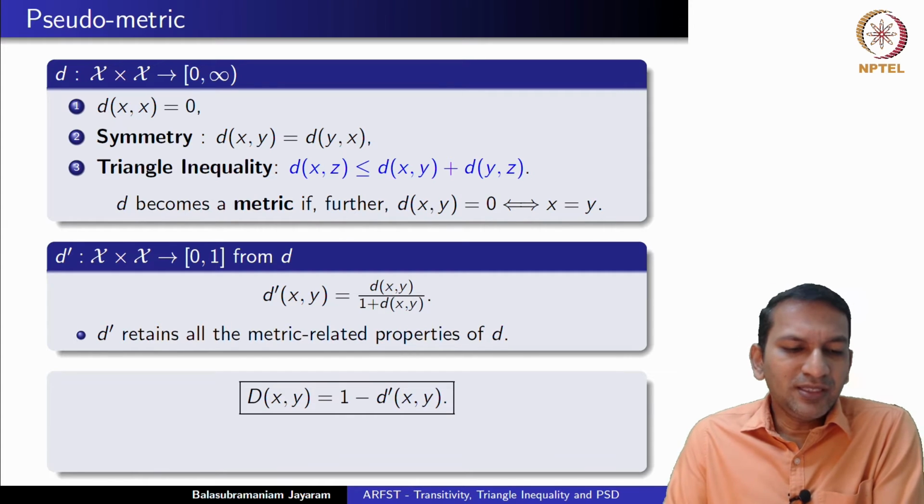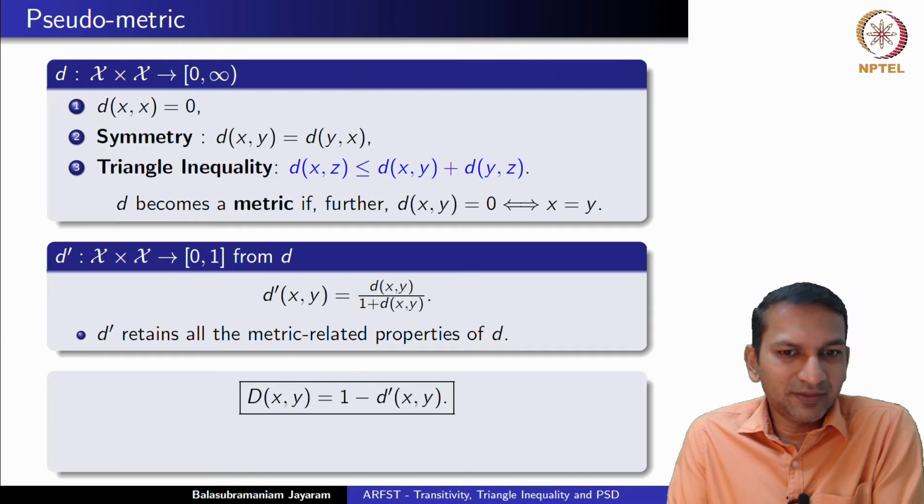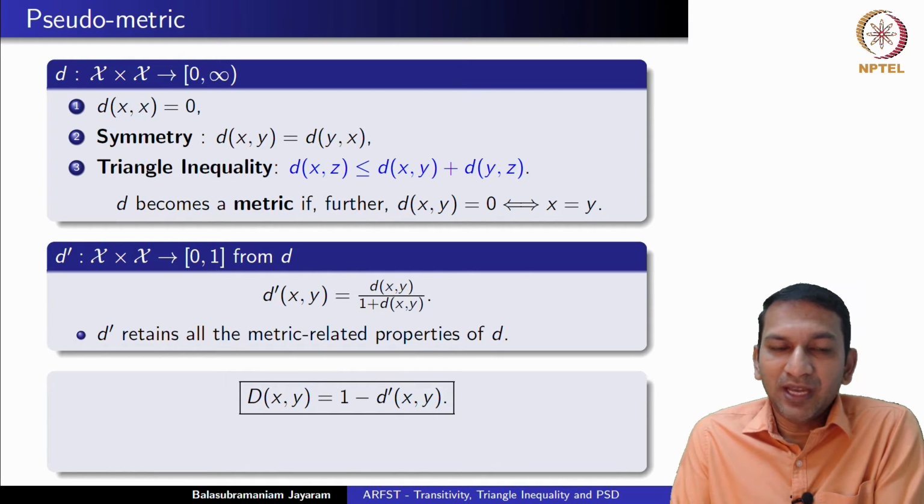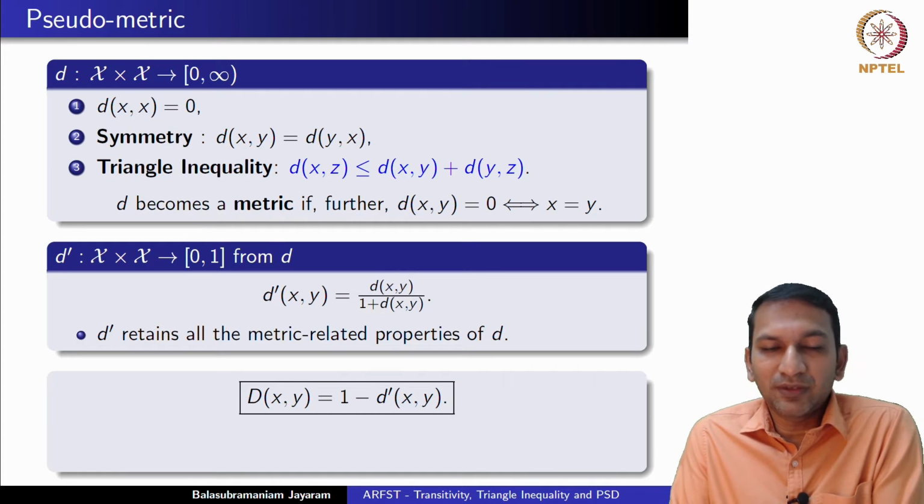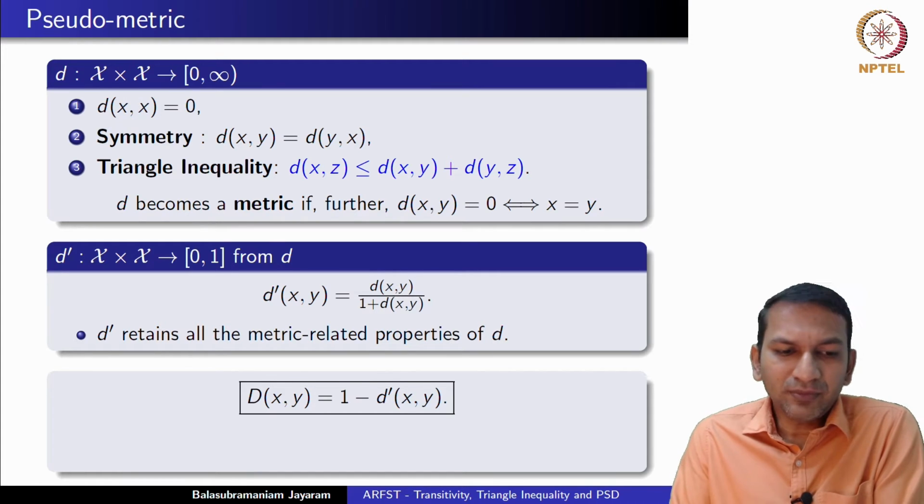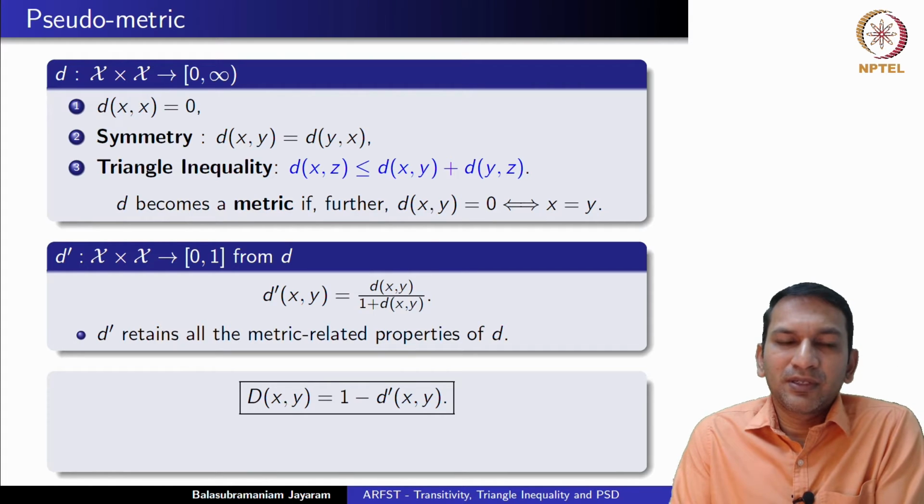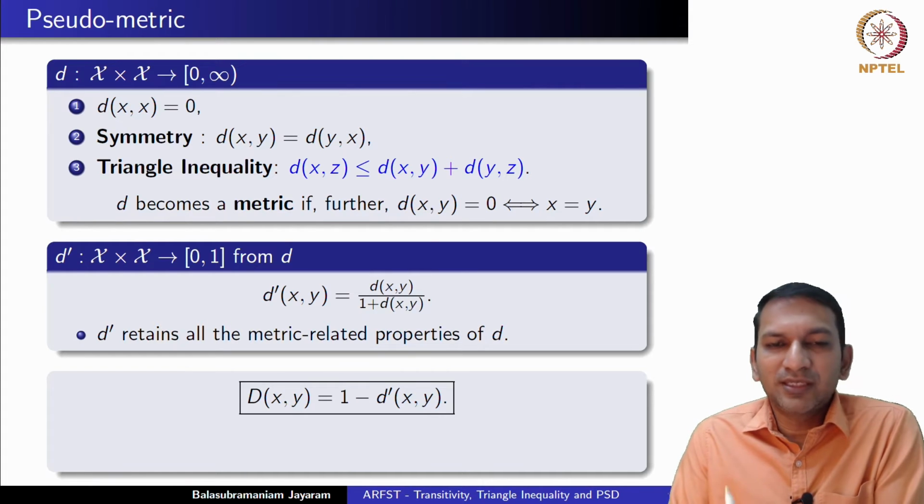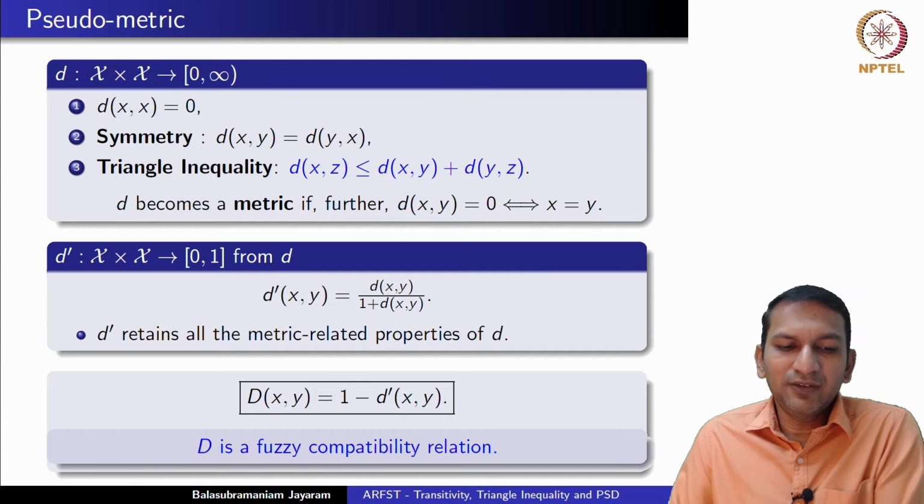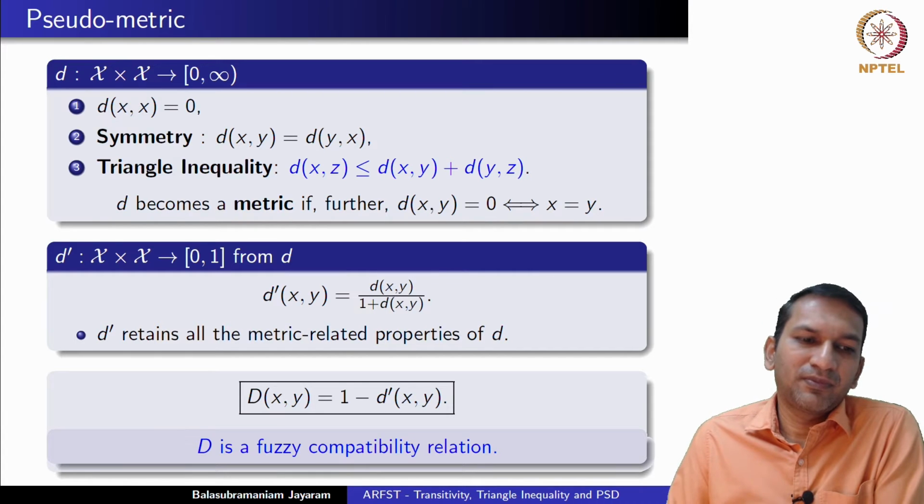Now, consider this function capital D, which is defined as 1 minus d dash. Once again, this capital D is a fuzzy relation. Clearly, it is reflexive and symmetric. Of course, we might have some property related to the triangle inequality through this 1 minus function, but currently it suffices to note that this capital D is in fact a fuzzy compatibility relation.